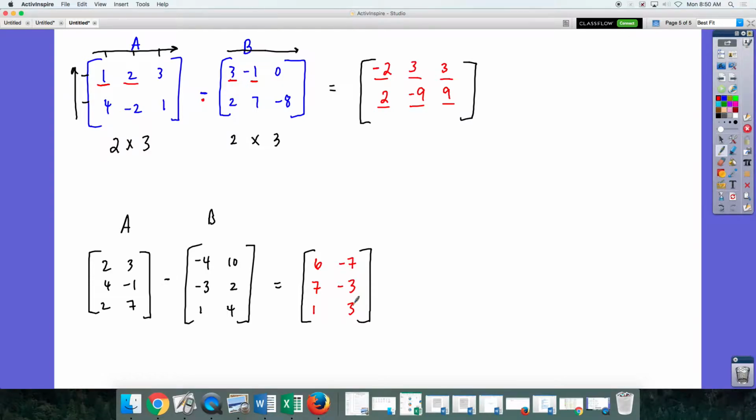All right, so 2 minus -4 is 2 plus 4, which is 6. 3 minus 10 is -7. 4 minus -3 is 4 plus 3, which is +7. -1 minus 2 is -3. 2 minus 1 is 1. And 7 minus 4 is 3. Everybody get that? Everybody good with that? Okay? All right.